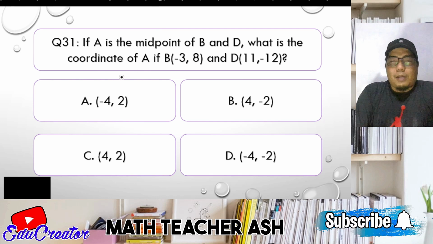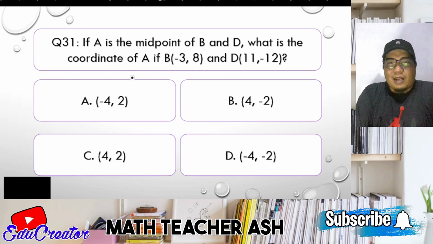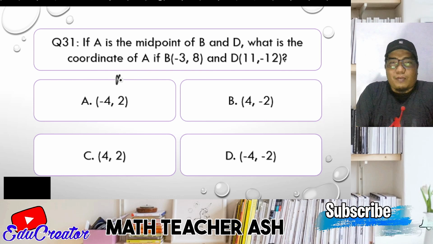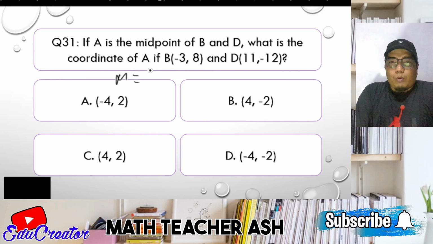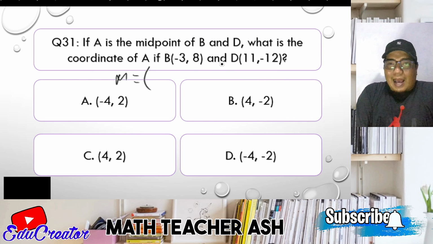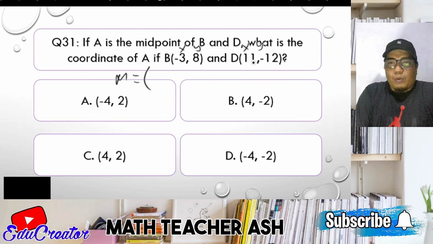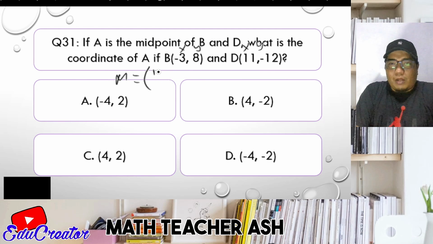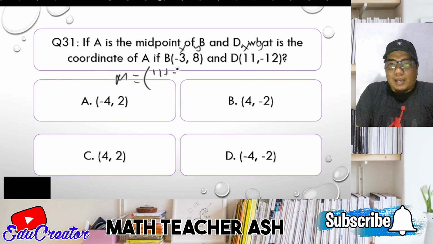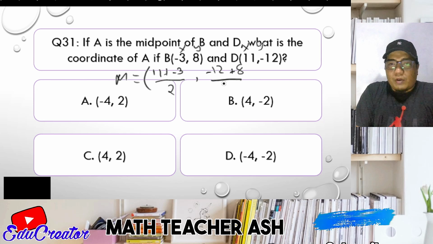Okay, math learners, sa pagsagot ng question nito, of course, kailangan natin ng formula. And if you can remember the formula for M, the midpoint, what we will do is, we will add the x values. So, this is x, y, x, y. So, we will add the x values, so that will be 11 plus -3. Dito ako nagsimula ha. Over 2. And then, yung y values naman, i-add din natin. So, that is -12 minus 8. Sorry, plus 8 pala. Over 2.